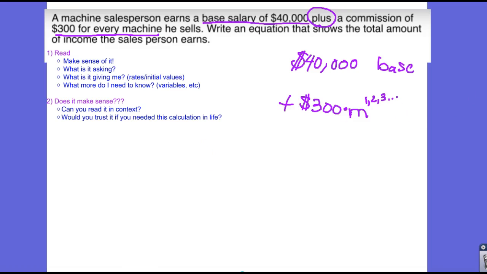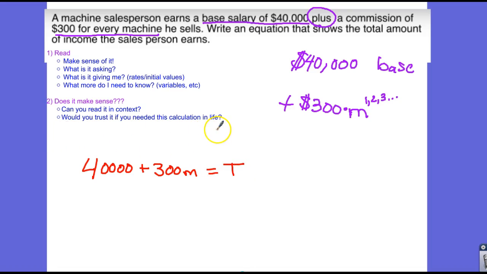Well, let's put this all together then. If I have $40,000 and then I make 300 for each machine, well, as the question originally asked me, write an equation that shows the total amount of income. That's going to give me my total. So now let's ask ourselves, does this make sense? Can I read it in context? Let's try to read it in context. I have $40,000 plus 300 for every machine will give me my total income.